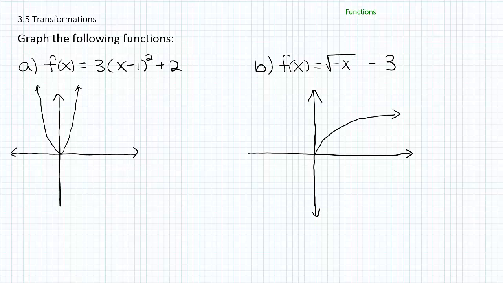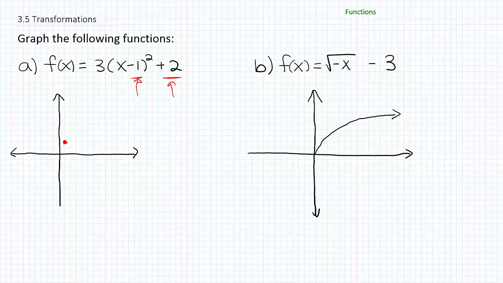So the first thing I want to point out is that because of this change here and this change here, the vertex will not be located where it is in the original graph. We're actually going to move the graph to the right 1 unit because of this minus 1, and then this plus 2 is going to move it up 2 units. So that means we're going to go 1 over and 2 up to start the vertex right here.